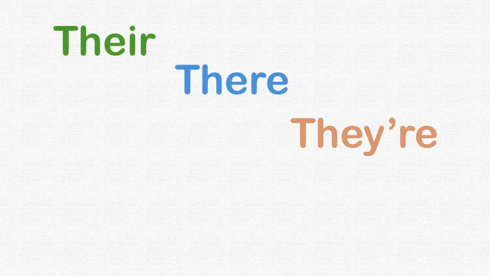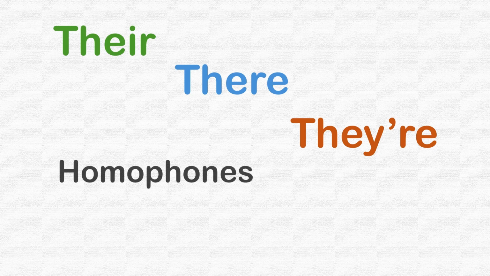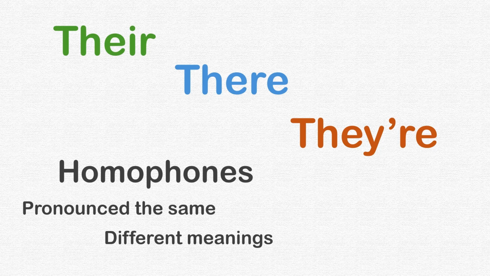There, their, and they're. These three words are homophones. They're pronounced the same, but they have different meanings. Let's go through them one at a time.